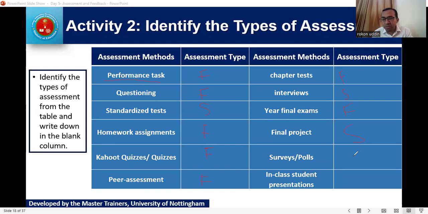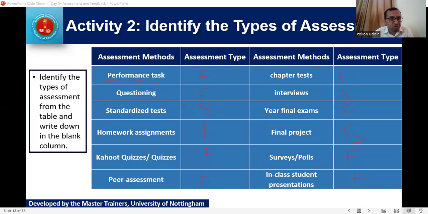And survey and poll is a small scale assessment, so it is a formative assessment. Survey and polls are formative assessment. In-class student presentation, it is not capstone presentation. Capstone presentation is summative assessment, but in-class student presentation is formative assessment. So we have done an activity to understand summative assessment and formative assessment.